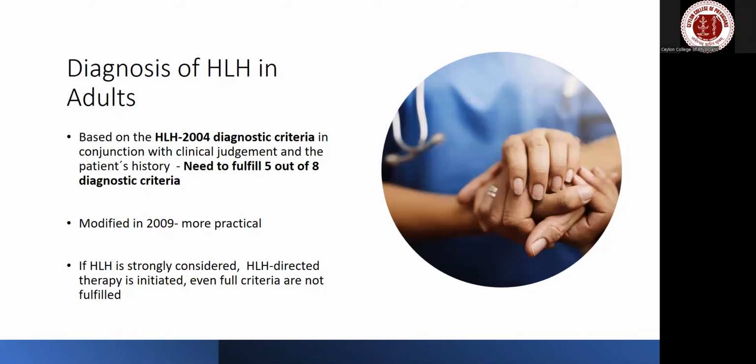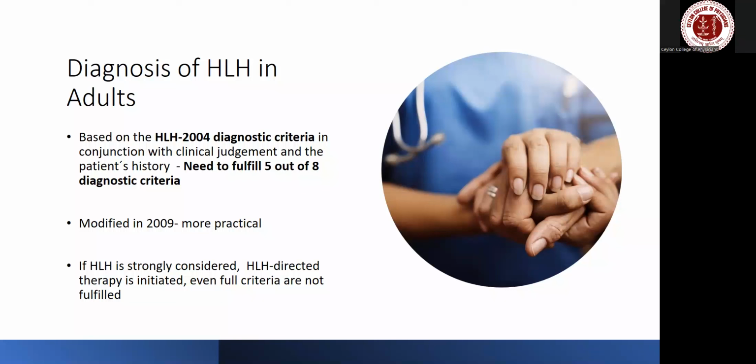Diagnosis of HLH in adults is basically based on the HLH 2004 diagnostic criteria, in conjunction with clinical judgment and the patient's history. And we need to fulfill 5 out of 8 diagnostic criteria. But this has several caveats. One thing is, the HLH 2004 diagnostic criteria was mainly extracted from the pediatric literature, and it was developed for research purposes. It was not criteria for the adult population, as we still don't have well-formed research evidence. And this has been modified in 2009, and that seems to be more practical.